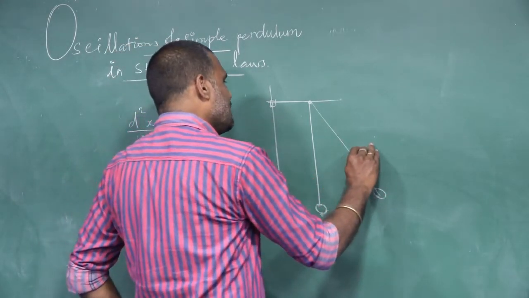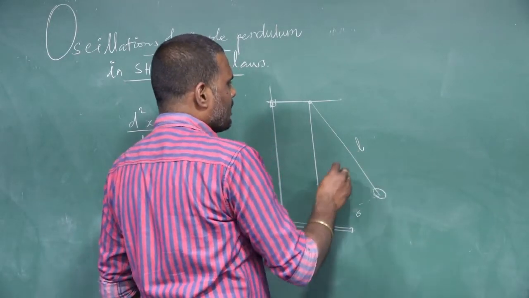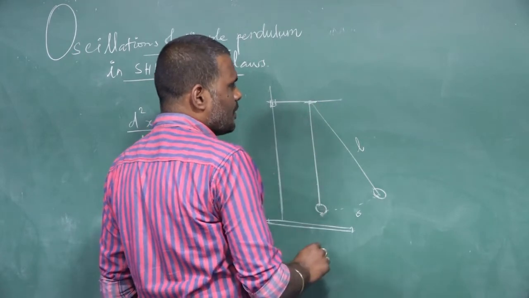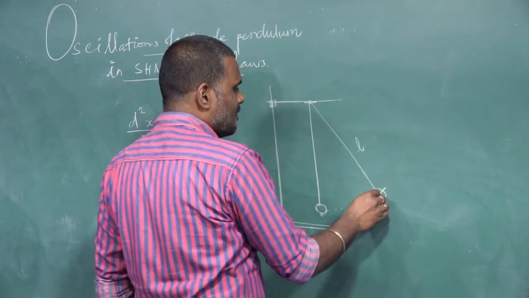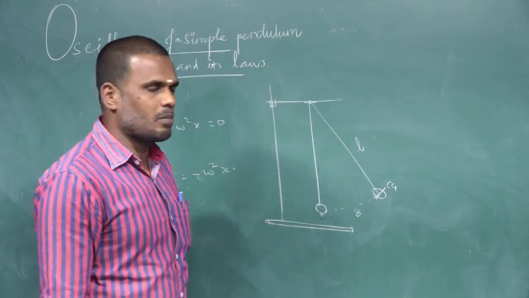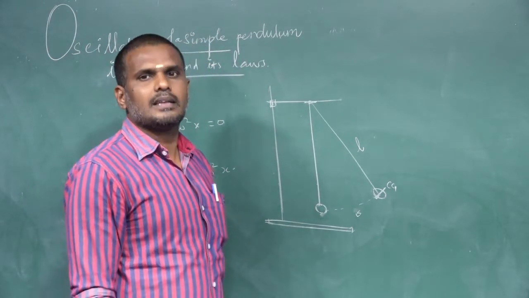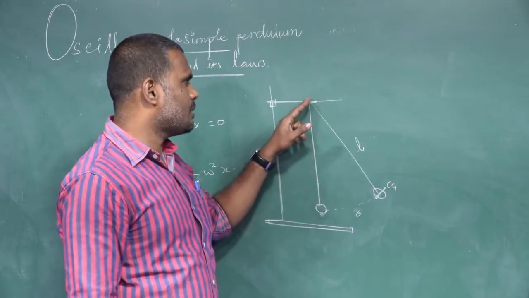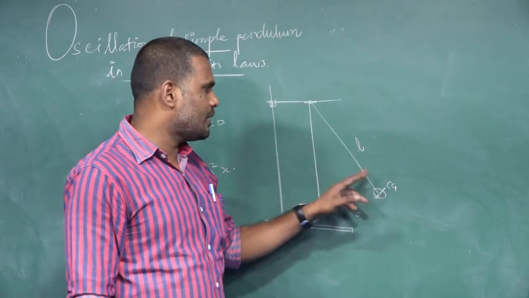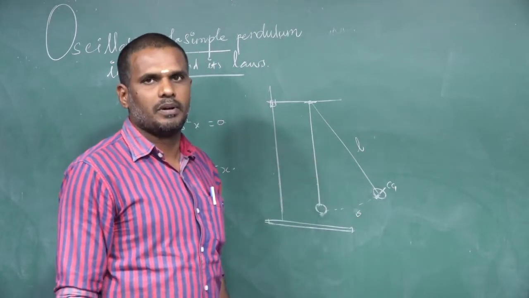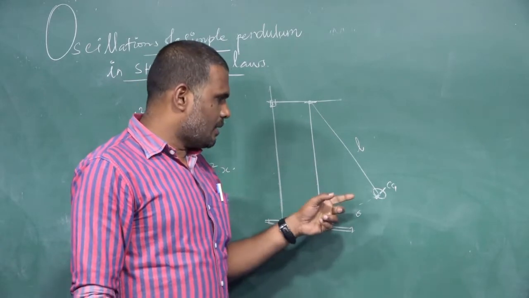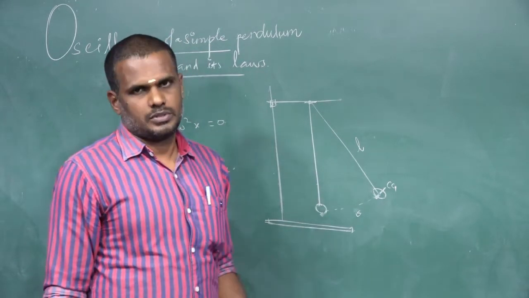Let us say L be the length of the simple pendulum. The length L will be measured between the point of suspension of the pendulum and the center of gravity of the metal bob. So whenever you measure the length of a pendulum, the length must be measured between the point of suspension and the center of gravity of the metal bob. So L is the length of the pendulum. Now, if this pendulum is considered, the pendulum is acted upon by two forces.